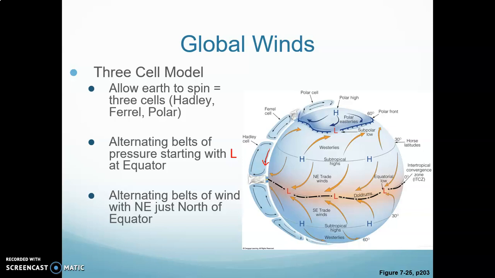Now, one more thing before I move on. Notice how the winds converge in an area right around the equator. They converge with a lot of rising motion, creating a lot of storms. This region is called the doldrums. That's the common name for it. The official name is the Intertropical Convergence Zone, or the ITCZ.